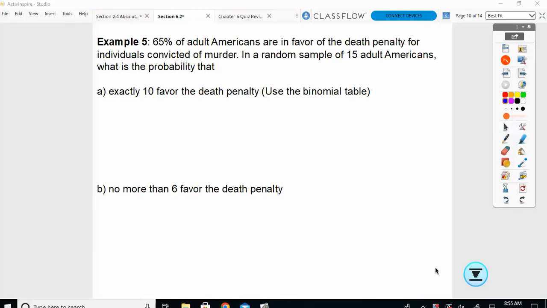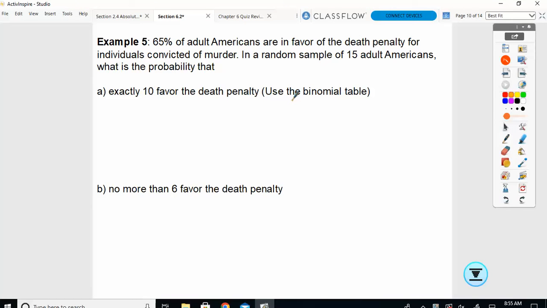So 65% of adult Americans are in favor of the death penalty for individuals convicted of murder. In a random sample of 15 adult Americans, we want to find these probabilities. And I said use the table, but I'm probably going to talk about both ways, how to do it by hand and by the table.